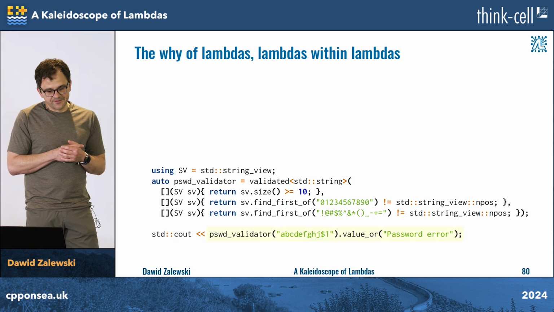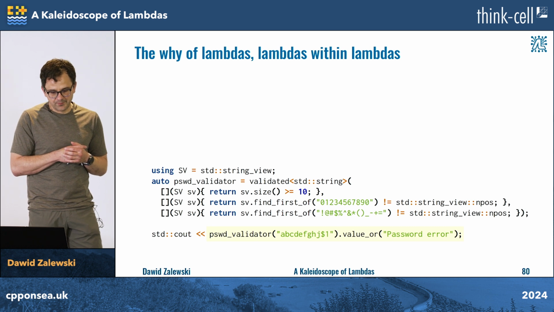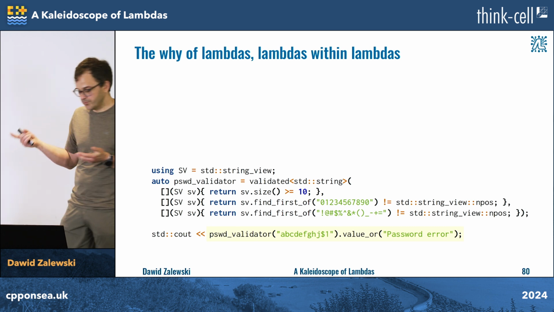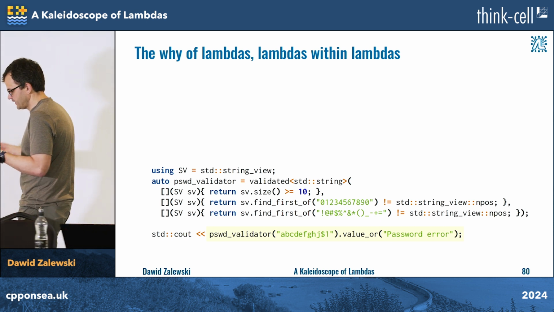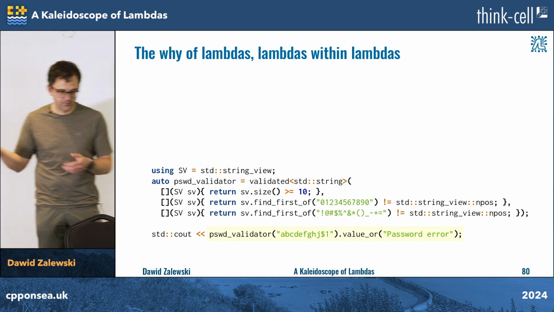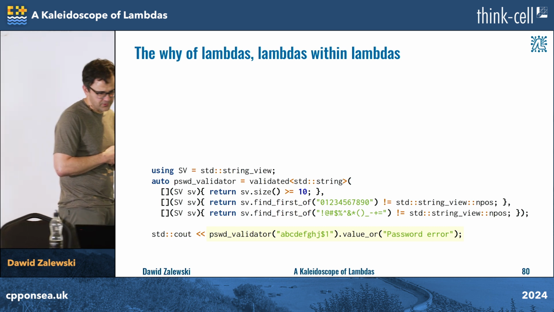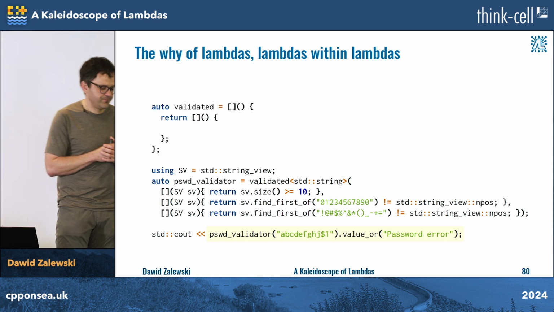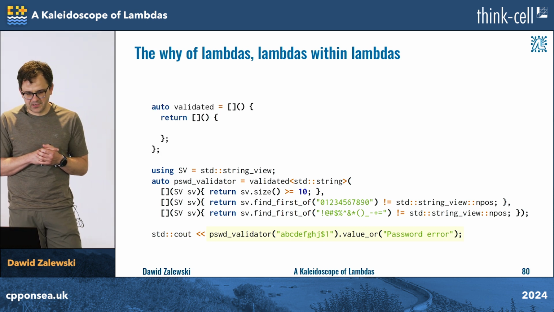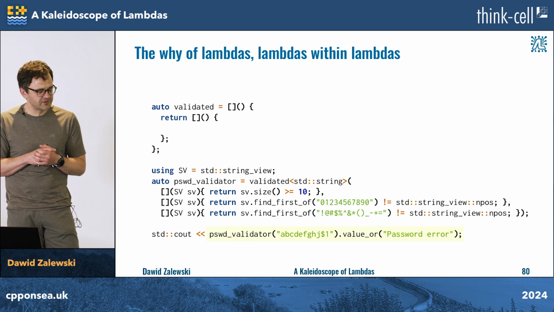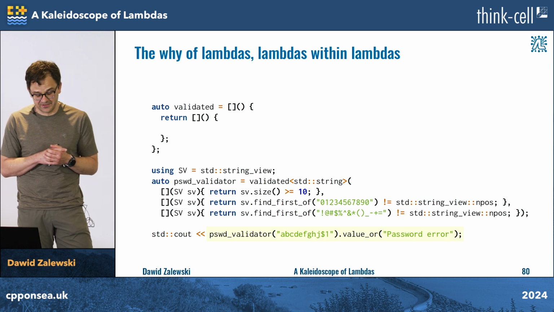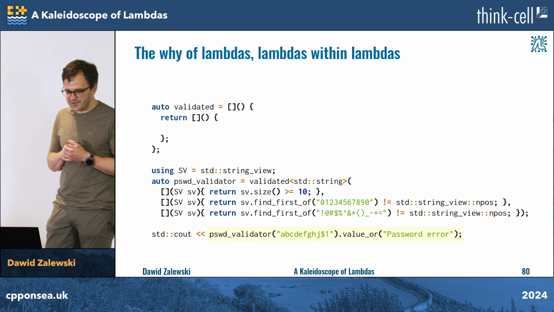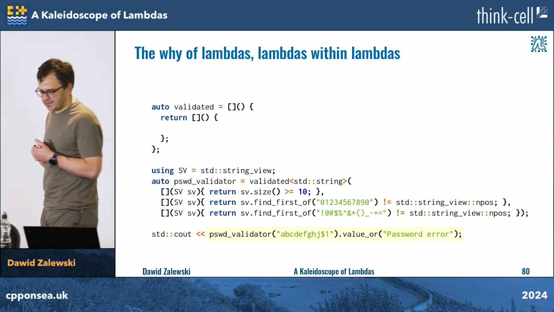So you could use it like this. You could use it to validate a password, and then because it's an optional, you can do value_or, so you will get either the validated password or an error, or you could use expected, std::expected for it, whatever you want. Now, don't be surprised, but validated is a lambda, or to be fully correct, it's a lambda within a lambda, only two lambdas this time. And they begin very simple, right? Lambda, another lambda.